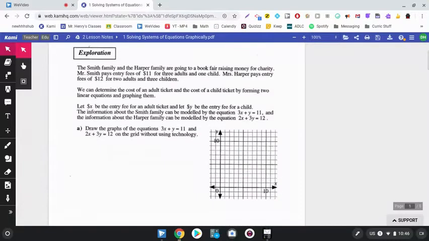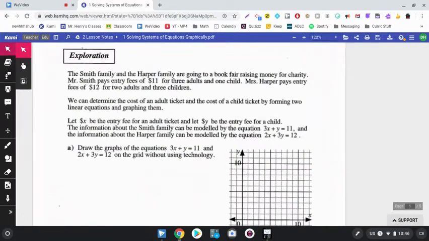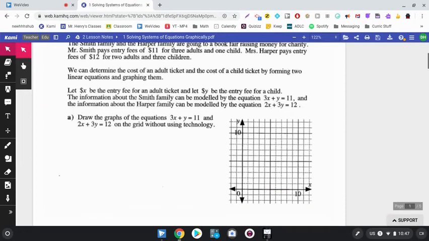Okay, so here's an exploration. The Smith family and the Harper family are going to a book fair raising money for charity. Mr. Smith pays entry of $11 for 3 adults and 1 child. Mrs. Harper pays entry of $12 for 2 adults and 3 children. We can determine the cost of an adult ticket and the cost of a child ticket by forming 2 linear equations and graphing them.